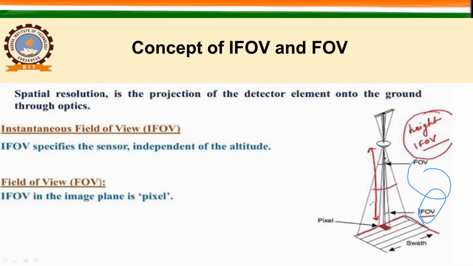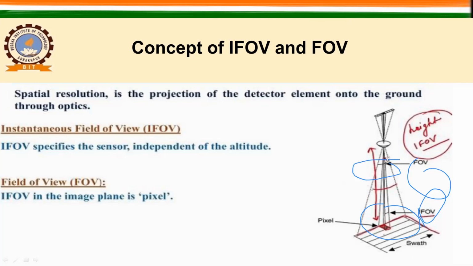IFOV is the angle of the detector. But what is field of view? Field of view is the complete angle of your sensor. Here you can see one sensor, and IFOV is the angle of your detector, and when we measure the complete angle, it is your FOV, that is field of view.